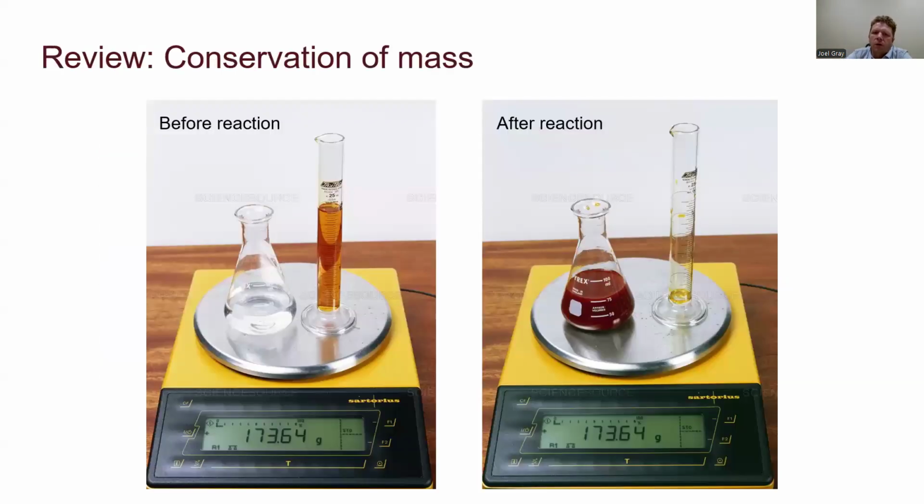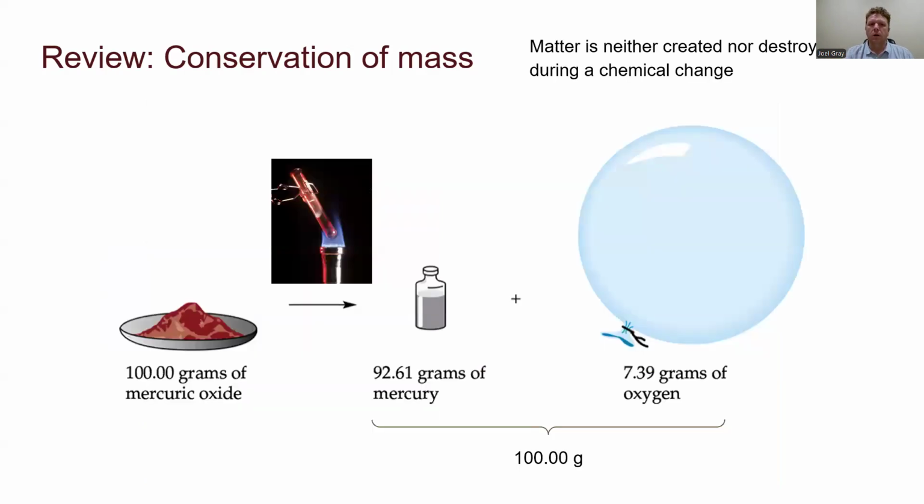Now, if you remember, one of the things that we did earlier this semester was we combined two solutions. Before our reaction, we had two separate containers, and the glassware as well as the two solutions had a total mass of 173.64. Nothing was lost from our start to our end. Here was our end solution, where we had our two different solutions combined together to have a mass of 173.64 grams.